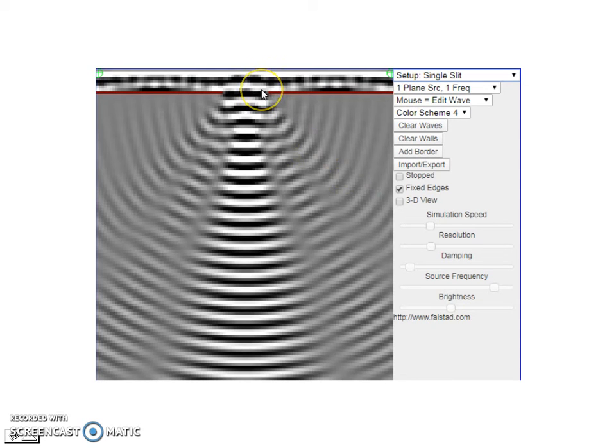But it's only from a single opening, and here's where Huygens Principle comes in. Huygens Principle said that every point on the wavefront, so here's the wavefront that's getting through the opening, acts as a source of tiny waves.